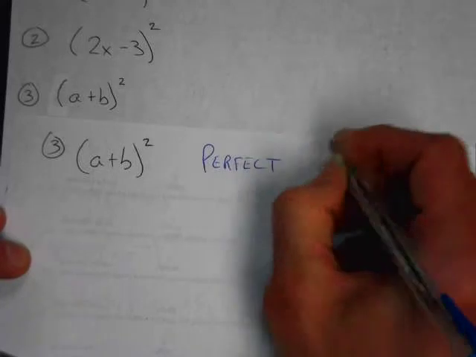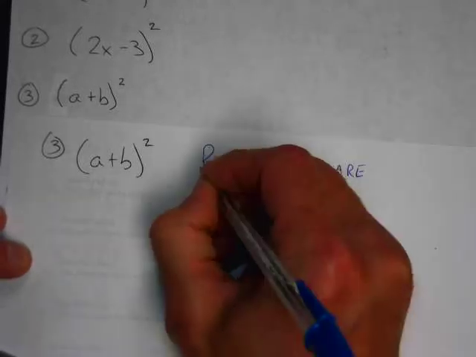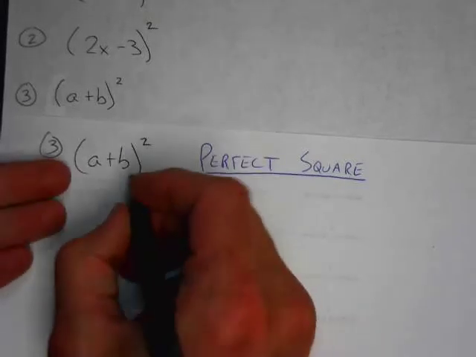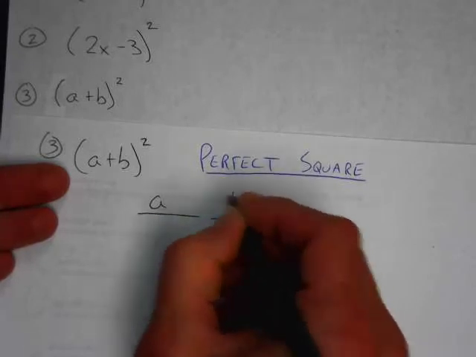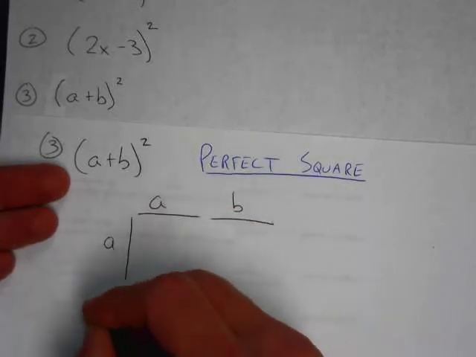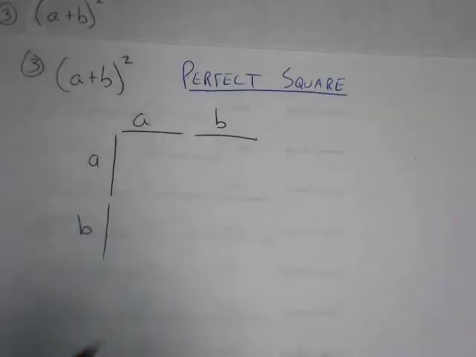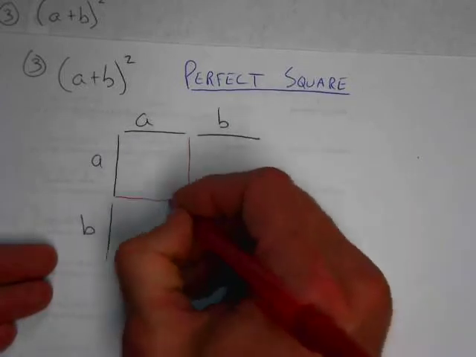That is good to know, so get some vocabulary down. This is called a perfect square. Any binomial being raised to the second power is a perfect square. So what's going to happen? Well, if we have a and b here, and a and b here, and we use the area model, we're going to see something kind of cool pop up. And it's actually what we have already discovered.